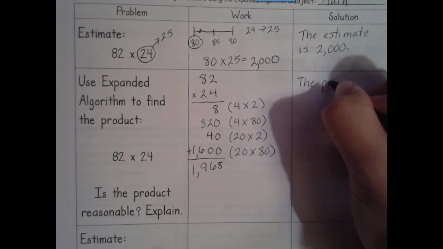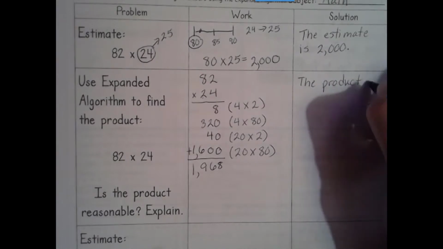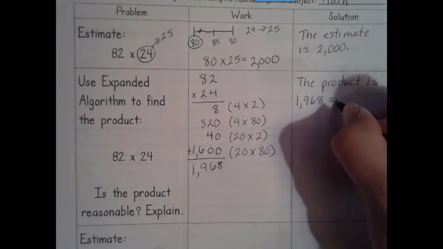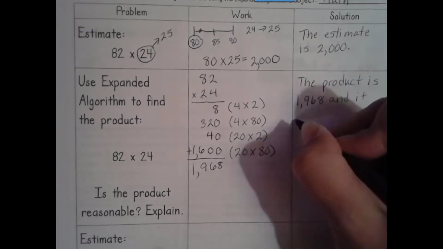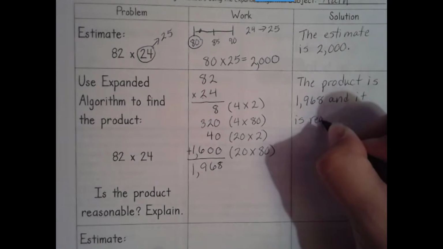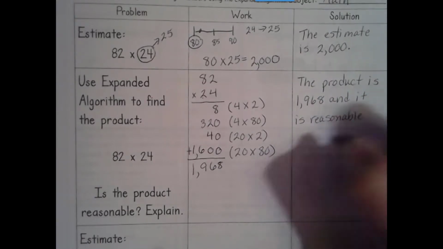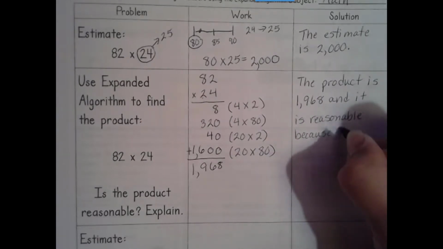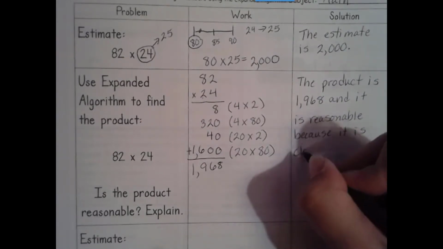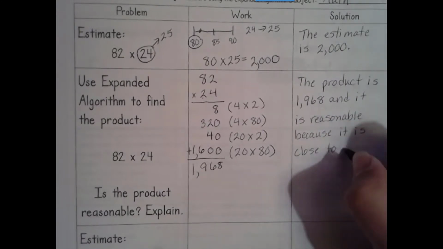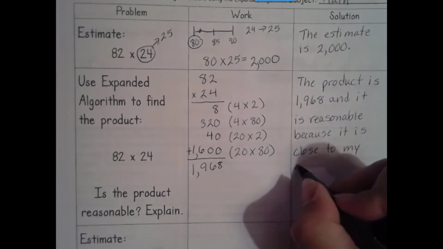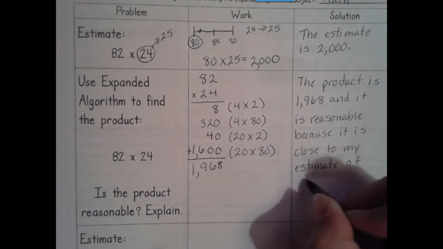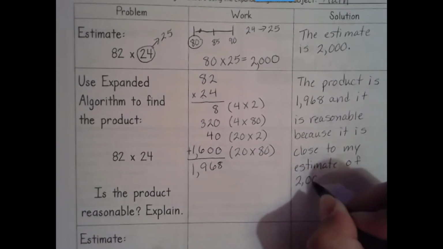The product is 1,968, and it is reasonable because it is close to my estimate of 2,000.